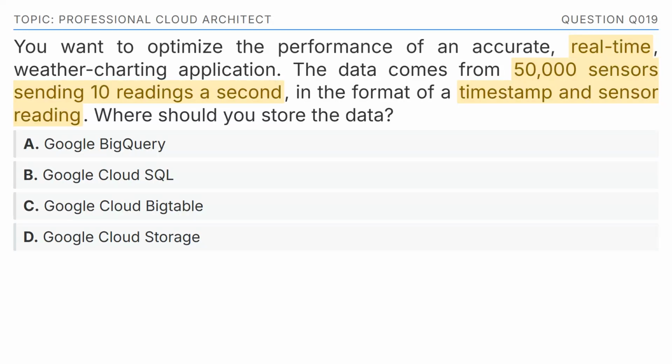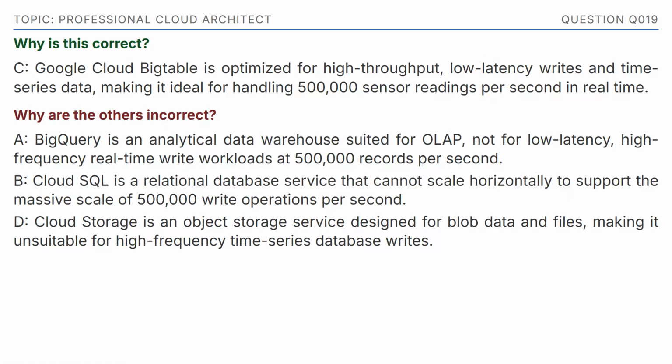To arrive at the correct answer, we focus on the keywords: real-time, 50,000 sensors sending 10 readings a second, timestamp and sensor reading. The correct answer is option C, Google Cloud Bigtable. Why is this correct? C. Google Cloud Bigtable is optimized for high throughput, low latency writes and time series data, making it ideal for handling 500,000 sensor readings per second in real time.